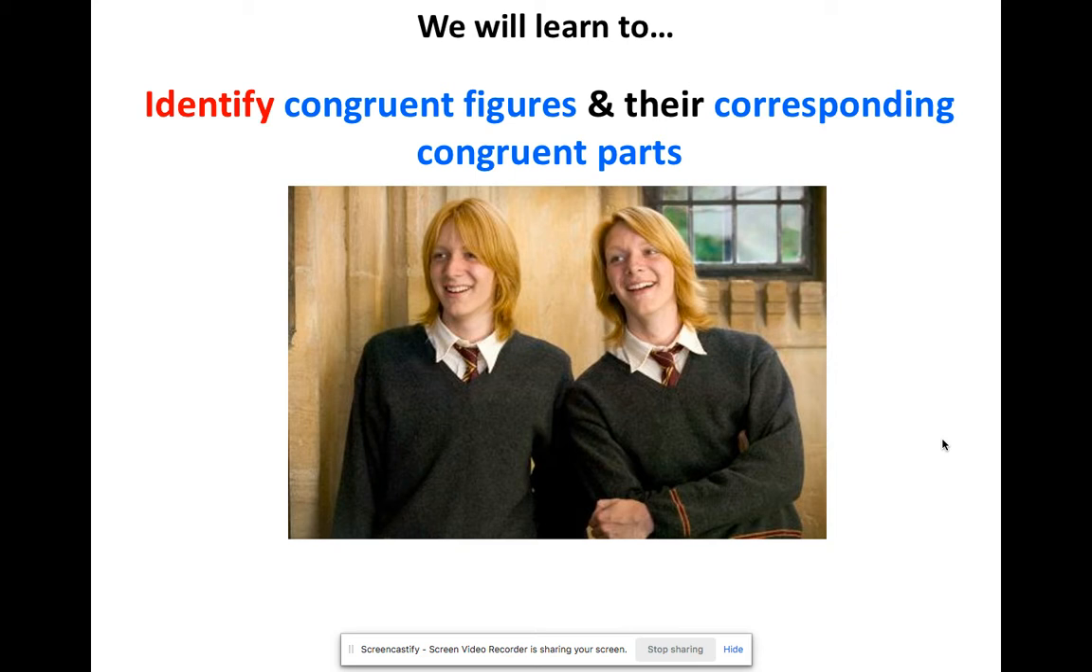In reality, we're learning about the difference between congruent and similarity. There is a difference between congruent shapes and similar shapes.